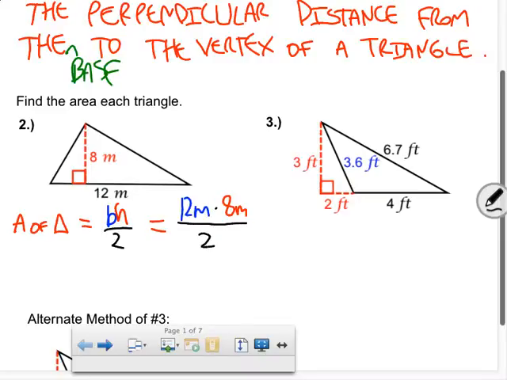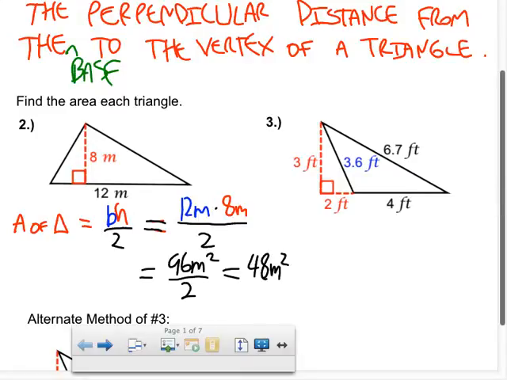And so what did you get when you multiplied all that? I got 96. Remember, you have 12 m times 8 m. So remember when we multiply units, we could use an exponent for that, right? 96 m squared, all divided by 2. And when we simplify that, what do we get back? 48. 48 meters squared. Okay? Did you guys get that?